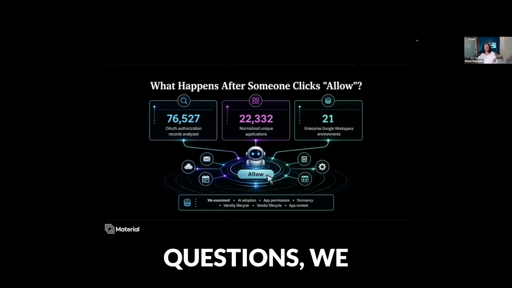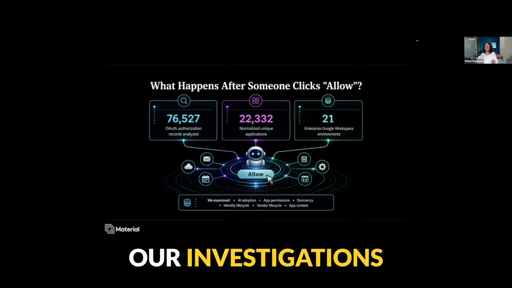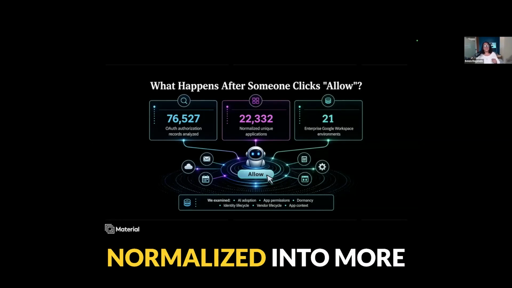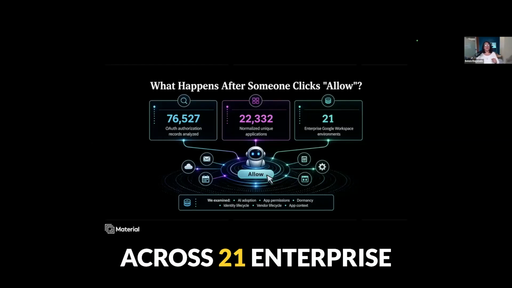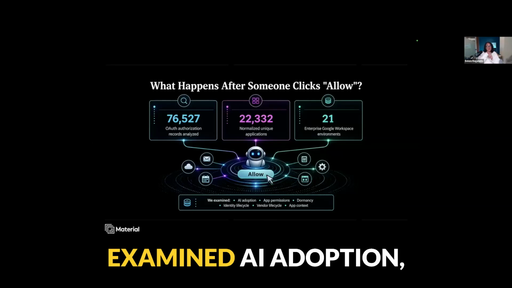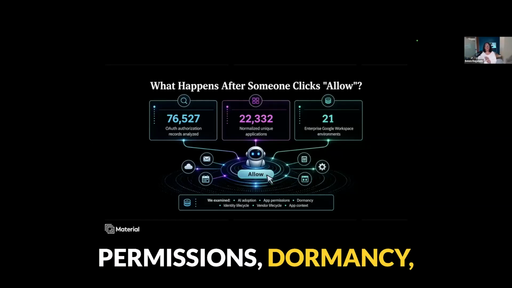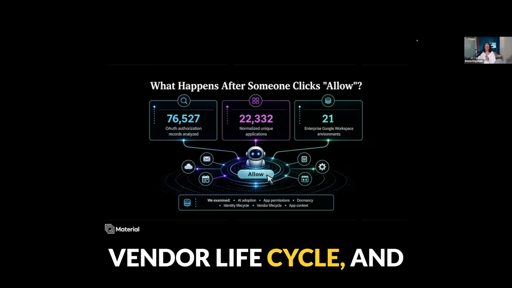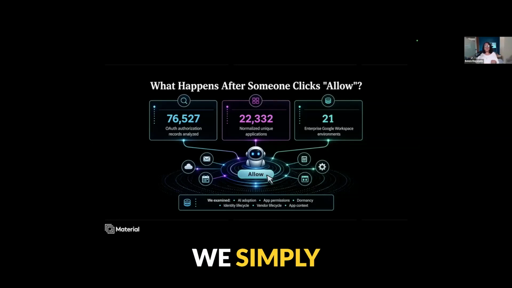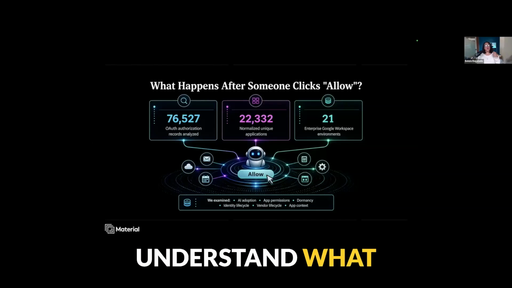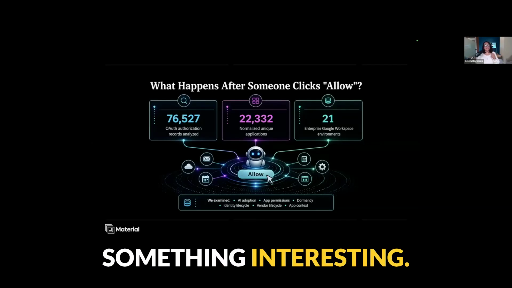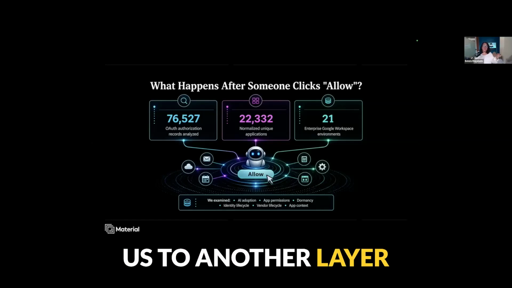To answer those questions, we needed a large and diverse dataset. Our investigations analyzed 26,527 OAuth authorization records, which we normalized into more than 22,000 OAuth-connected applications across 21 enterprise Google Workspace environments. From there, we examined AI adoption, application permissions, dormancy, identity lifecycle, vendor lifecycle, and application context. We didn't know what we were going to find. We simply followed the data. We wanted to understand what happens to those decisions over time. As we started analyzing the data, we realized something interesting. Every answer led us to another layer of the same story.